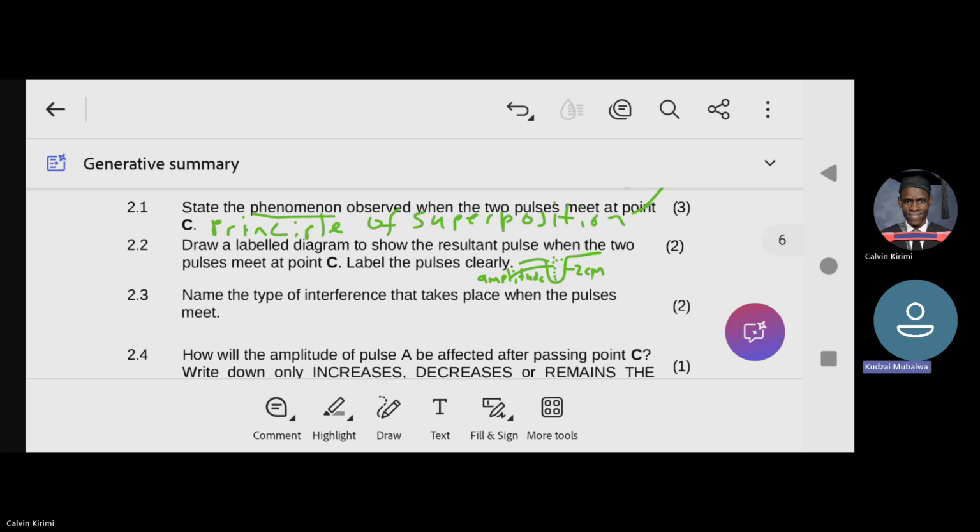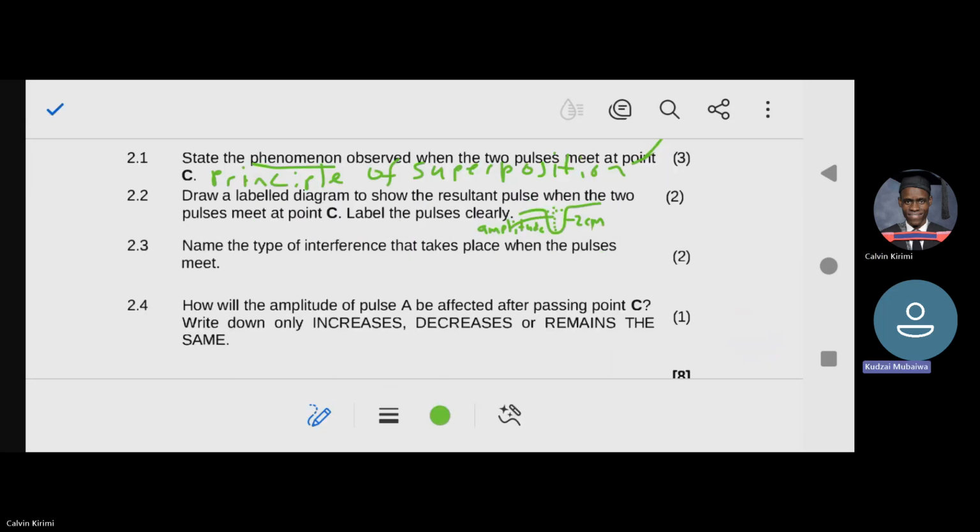Because it has only one pulse at the bottom. Even constructive, you get one pulse at the bottom. The resultant, you get one. The reason why it's destructive is because the one pulse is moving on top, and the other pulse is moving at the bottom. So when the two pulses meet, the one on the top and the one at the bottom, we form a destructive interference.